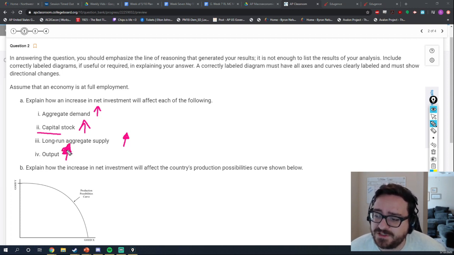So you might hate this question because the answer to all four of these was an increase. That might bug the hell out of you.